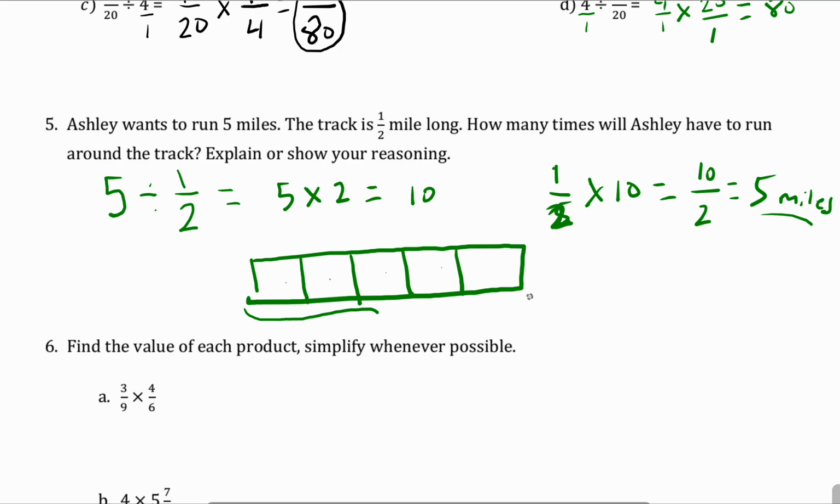So this is 5 miles. Now if this is 5 miles from here to here, that means that each one of these, from here to here, for example, is 1 mile, right? This is 1 mile. From here to here, and from here to here is another mile.